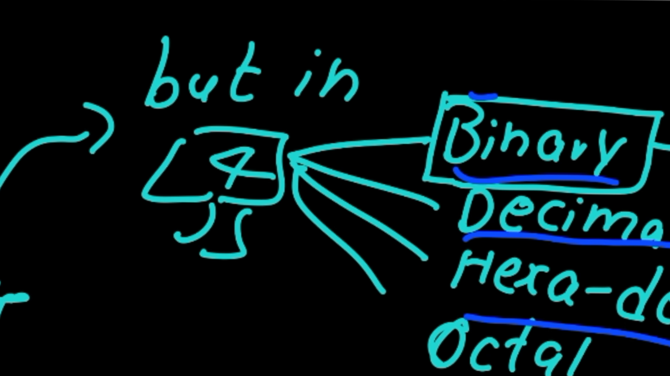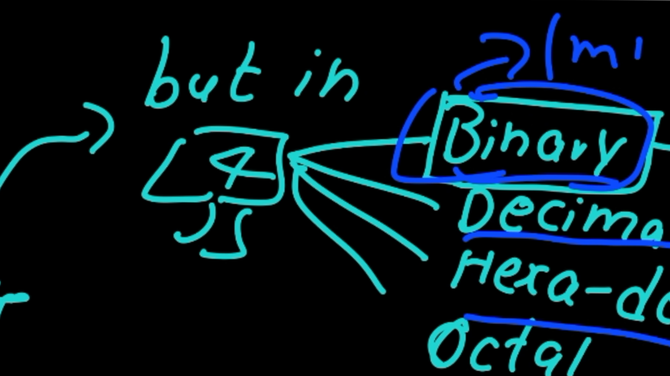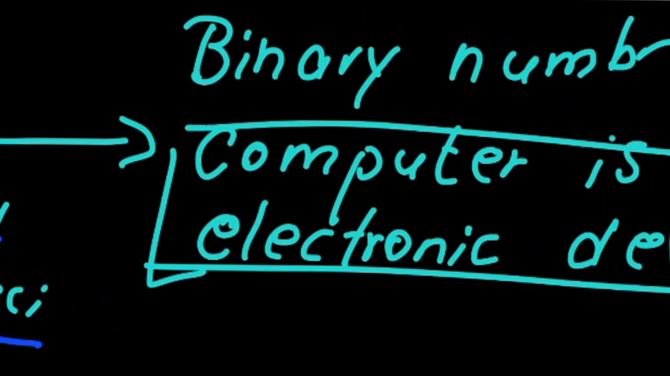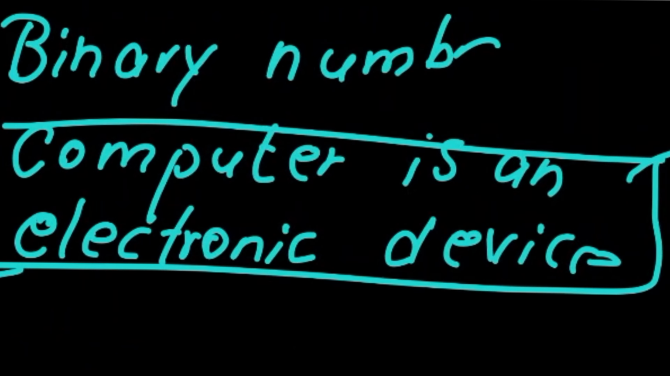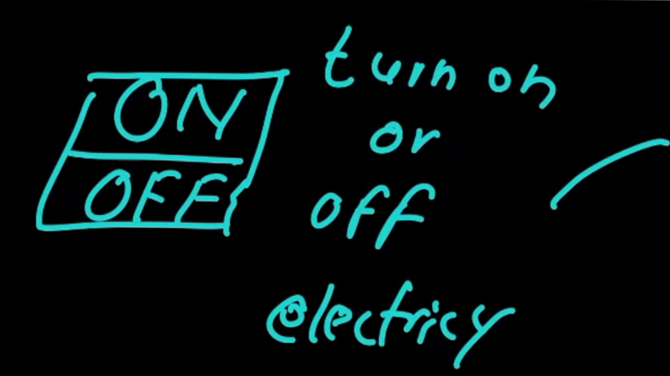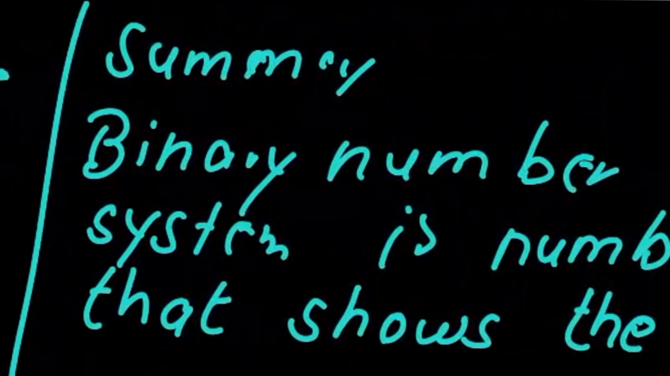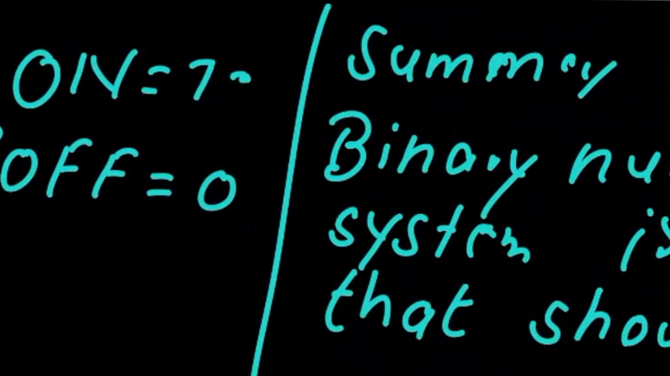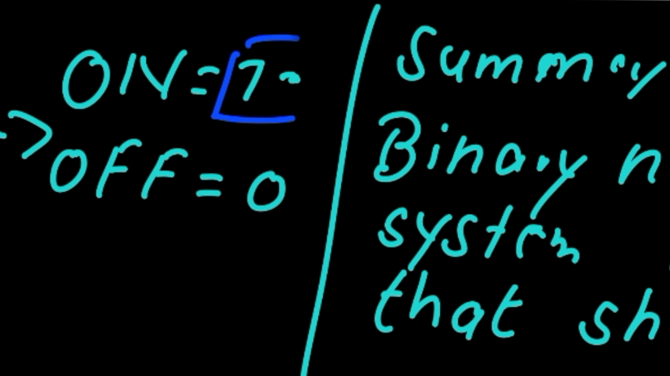Among them, binary number system is one of the most important number systems, as this is the building block of computer. This number system is used to make the computer which you see around the world. This number system is the block of everything. So as we have said, computer is an electronic device which doesn't understand a human language and can only understand these two states, on and off. So we can conclude that a binary number system is a number system that shows two states, on and off, where the on is denoted by the number 1 and off is denoted by number 0.